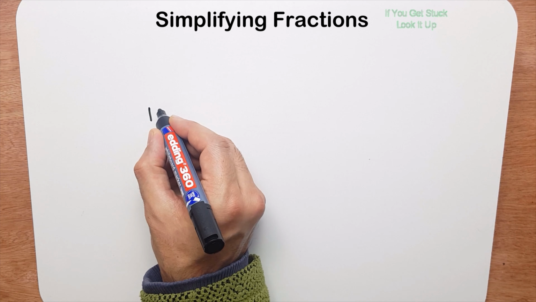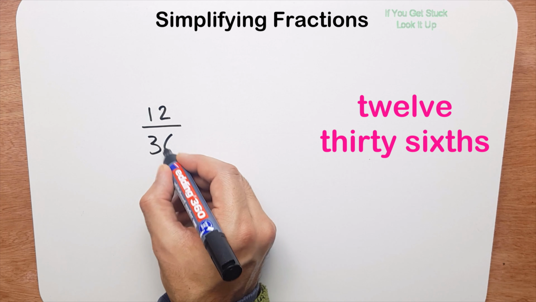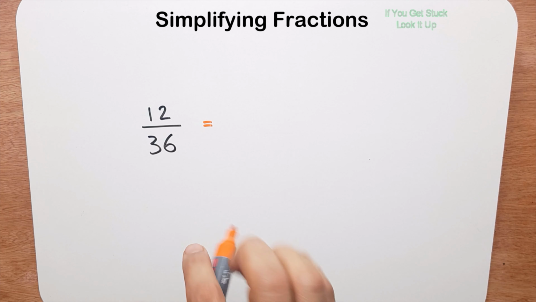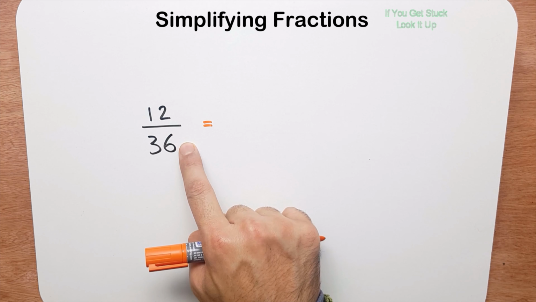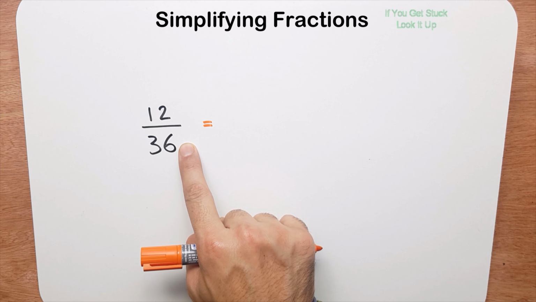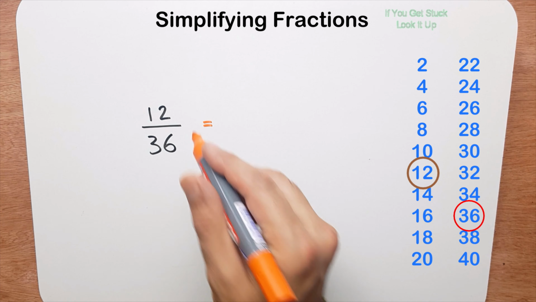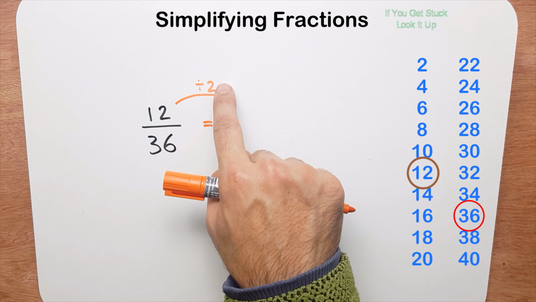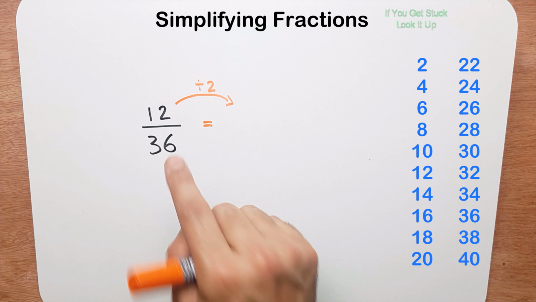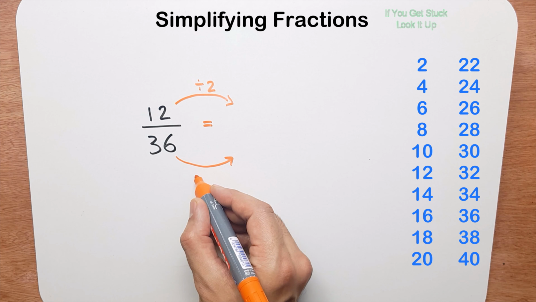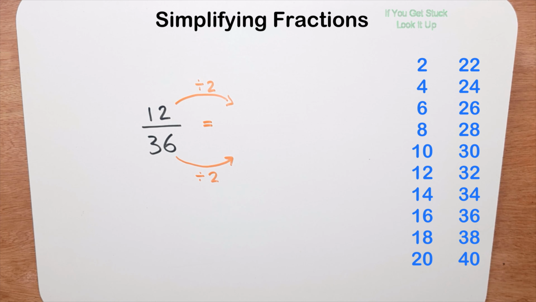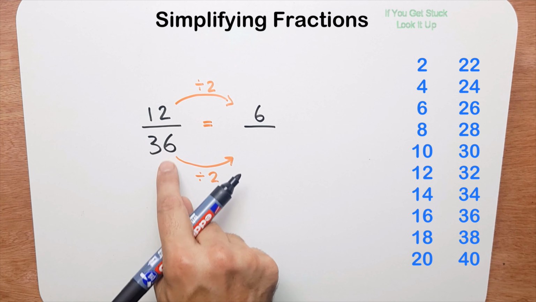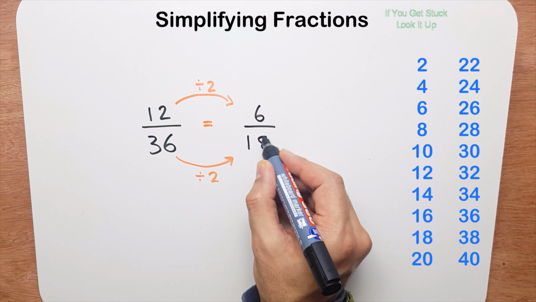My next question is 12 36ths. Now what I'm going to do is do it in 2 steps. I can see that 12 and 36 are both even numbers and they're both in the 2 times table. So I'm going to divide 12 by 2, and whatever I do to the top number I have to do to the bottom number. So I'm going to divide 36 by 2. 12 divided by 2 is 6. 36 divided by 2 is 18.